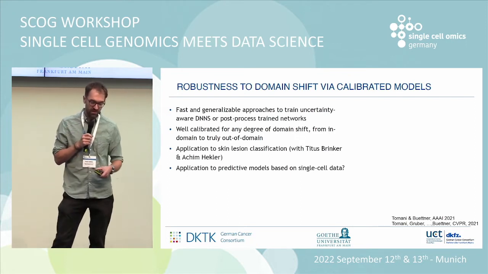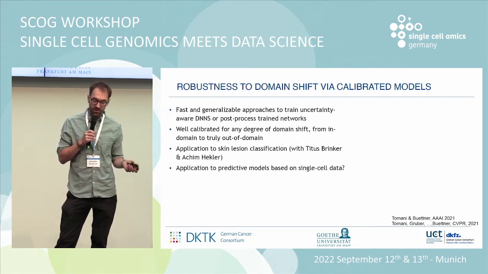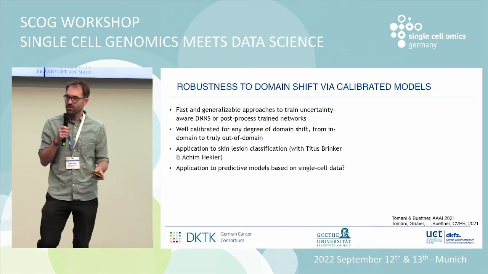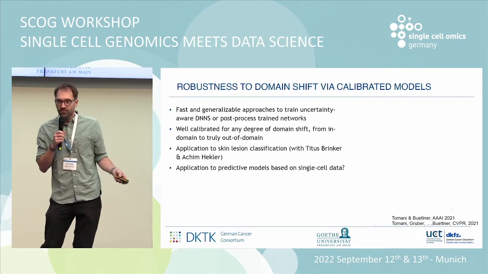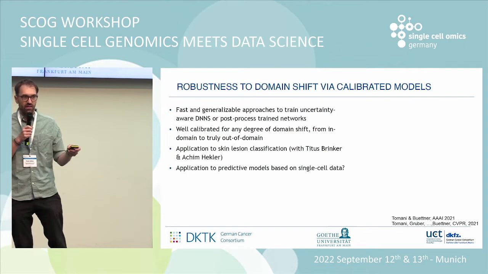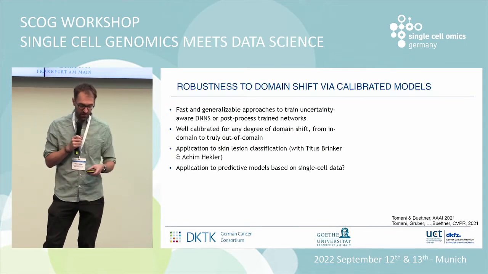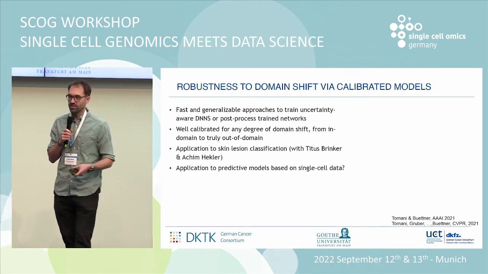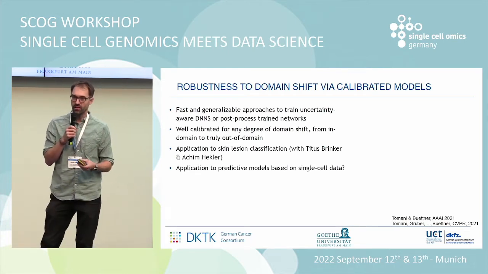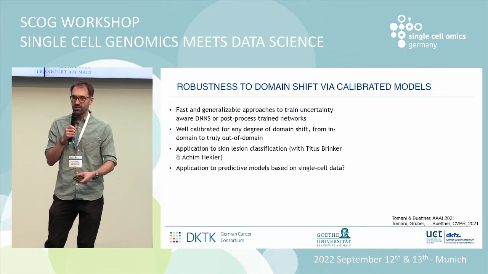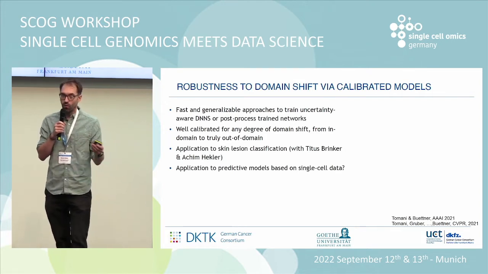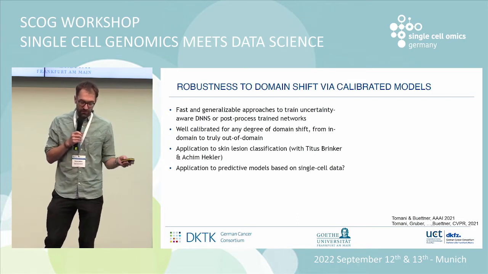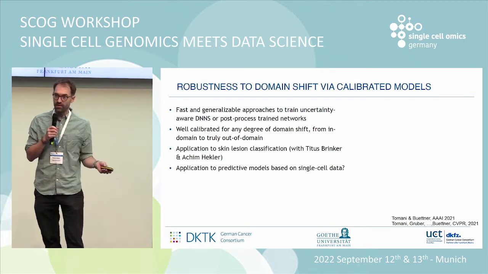Right. So what I've tried to show you now fairly briefly is that there are some ways we can train uncertainty-aware deep neural networks which are able to reliably communicate their uncertainty, both under domain drift scenarios, when you have some kind of perturbations and leave your training domain, but also for in-domain cases, of course. And also how to post-process an already trained neural network to make sure that its predictive uncertainty is actually reliable in all cases. And so they're really well calibrated for any degree of domain shift, from in-domain to truly out-of-domain samples.